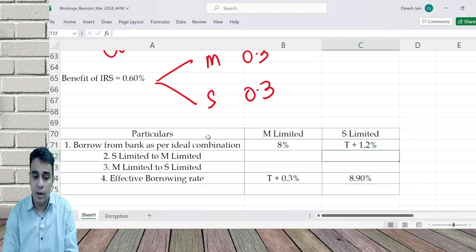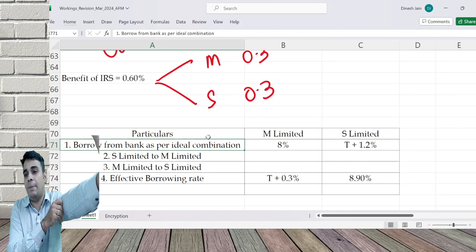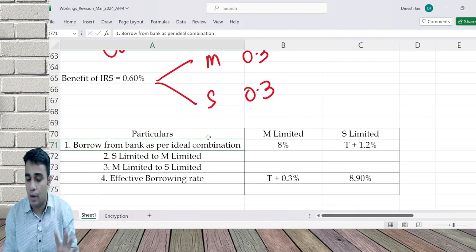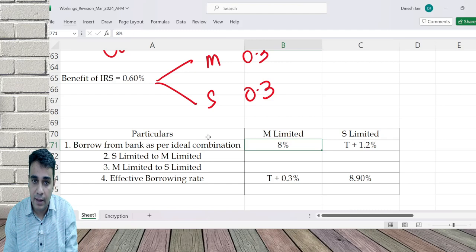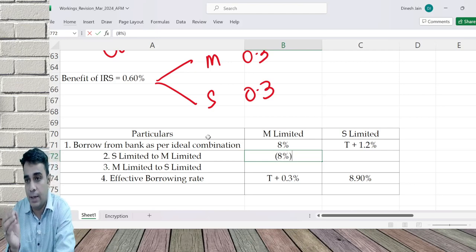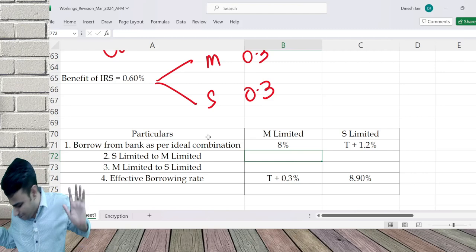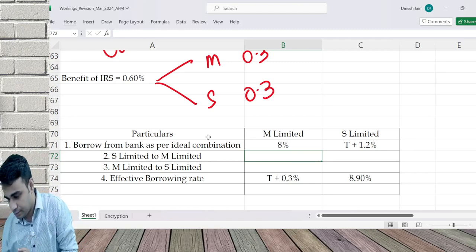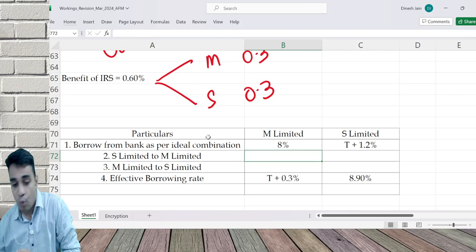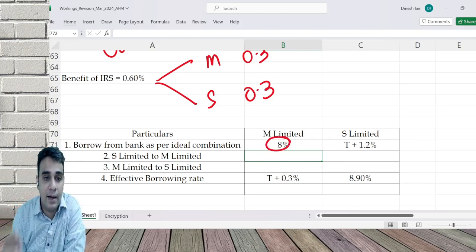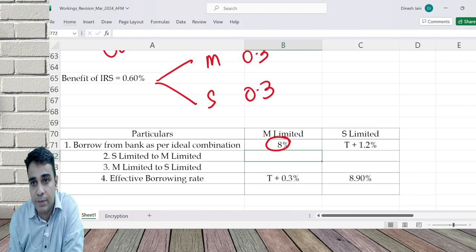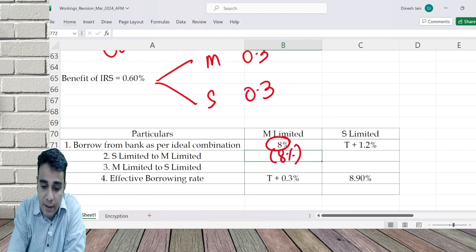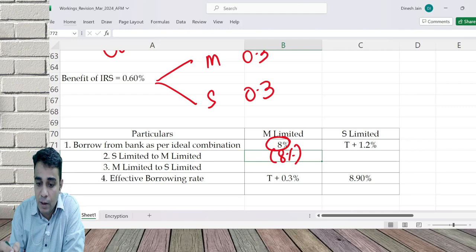Now very simple. Whatever M paid, I'm doing from M's point of view. You can do it from S's point of view or M's point of view. Whatever M paid to the bank, I want to receive from the other party. So negative 8, I receive from the other party. The other party is paying this; for them it is an outflow.